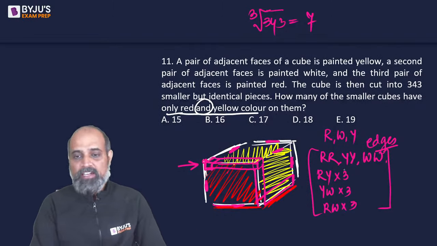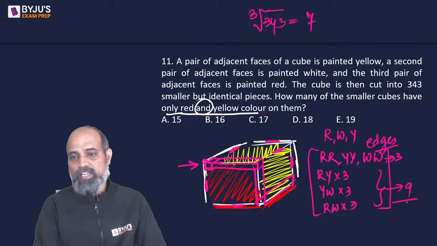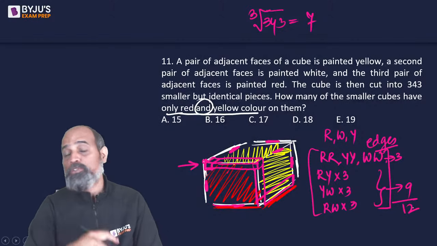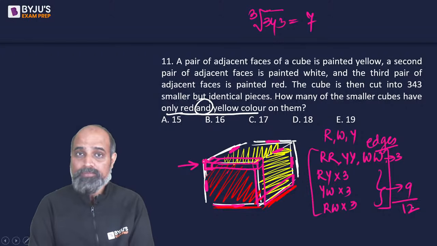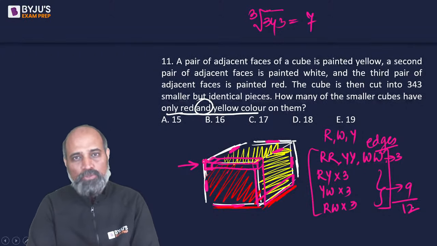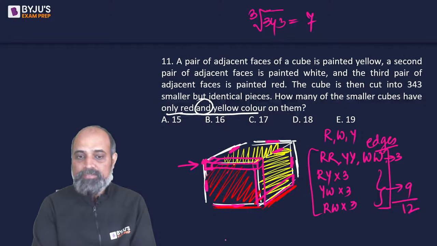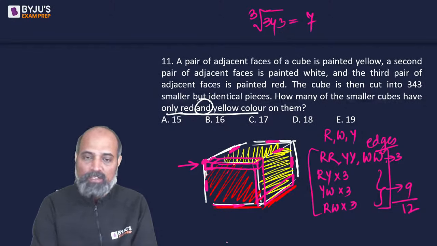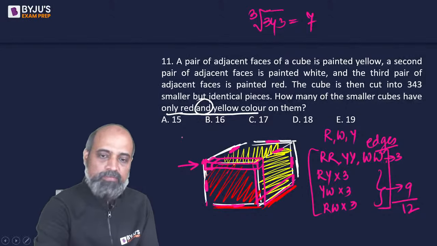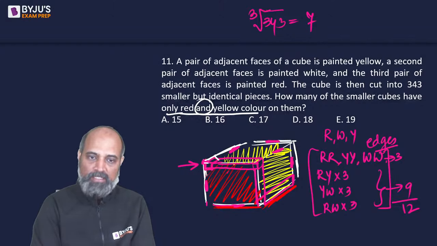Okay. Here if you count, we have 3 edges here and we have 9 edges here. We will have a total of 12 edges. We were supposed to have a total of 12 edges. Right? A cube or cuboid has only 12 edges. So this corner is going to have red, yellow and white. Agreed? So we can't take this corner. You can't take this one.